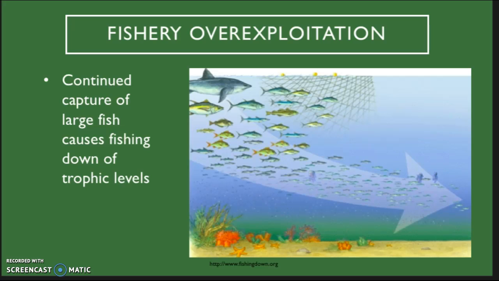The cascading effects of decreasing population sizes of predator fish include an increase in herbivorous fish species, which can cause a decrease in plant biomass because there are no predators to keep herbivorous species in check. And this really just throws off the balance of the ecosystem.